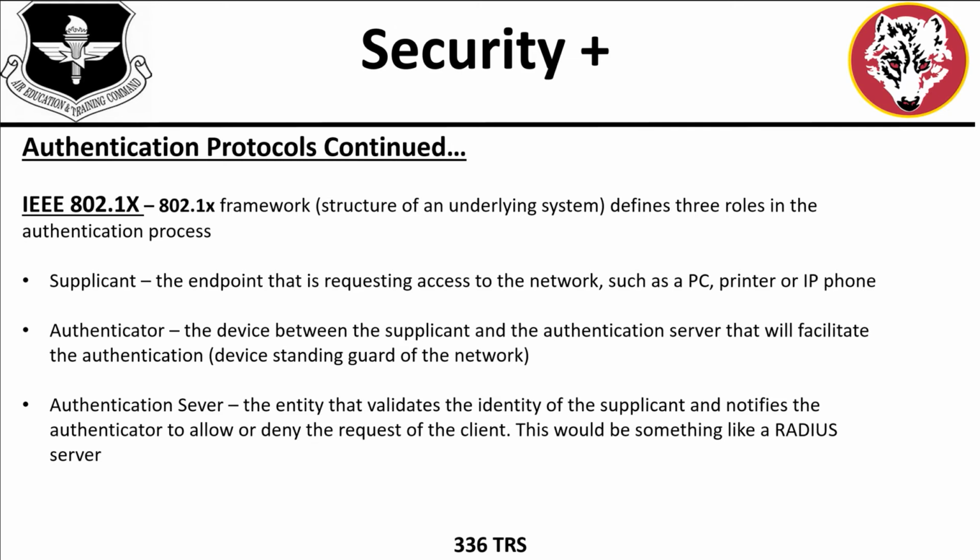The authenticator is then going to forward that to the authentication server, and the authentication server is the entity that validates the identity of the supplicant and notifies the authenticator to allow or deny the request of the client. This would be something like a RADIUS server.